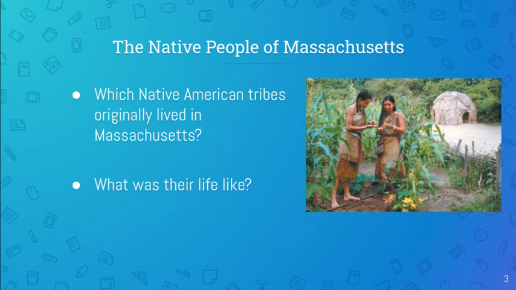Another really interesting part of third grade social studies is we study the native people of Massachusetts. So the native people means Native Americans. Sometimes people will use the word Indians, but it's more polite to say native people of Massachusetts or Native Americans. We're going to learn about which Native American tribes originally lived in Massachusetts and what their life was like. What did they do for fun? What did they eat? How did they speak? All kinds of things about the life of Native Americans.